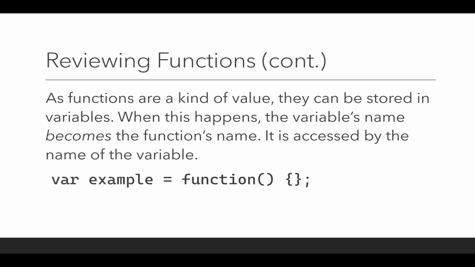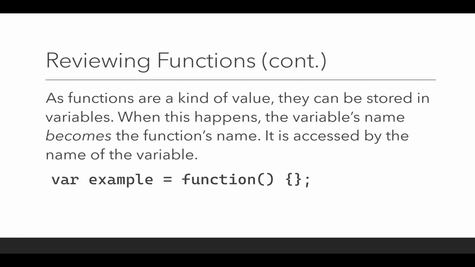As functions are a kind of value, like everything else in JavaScript, they can also be stored in variables. So we can store a function in a variable. When this happens, the variable's name becomes the function name. It is accessed by the name of the variable. For example, we can store an anonymous function right here in this example, and then example, the variable, would become the function's name, which means we can access the function stored in the variable by using the variable's name as if it was the function.